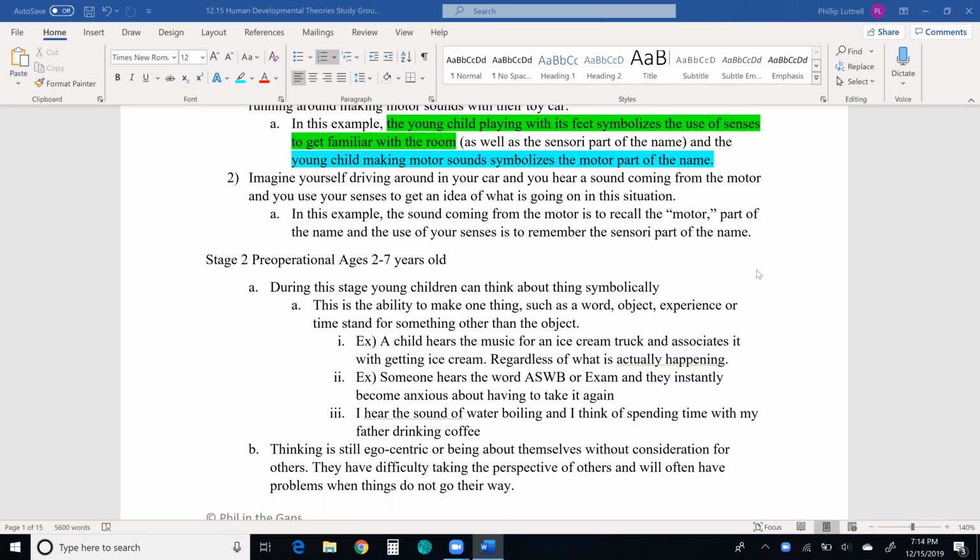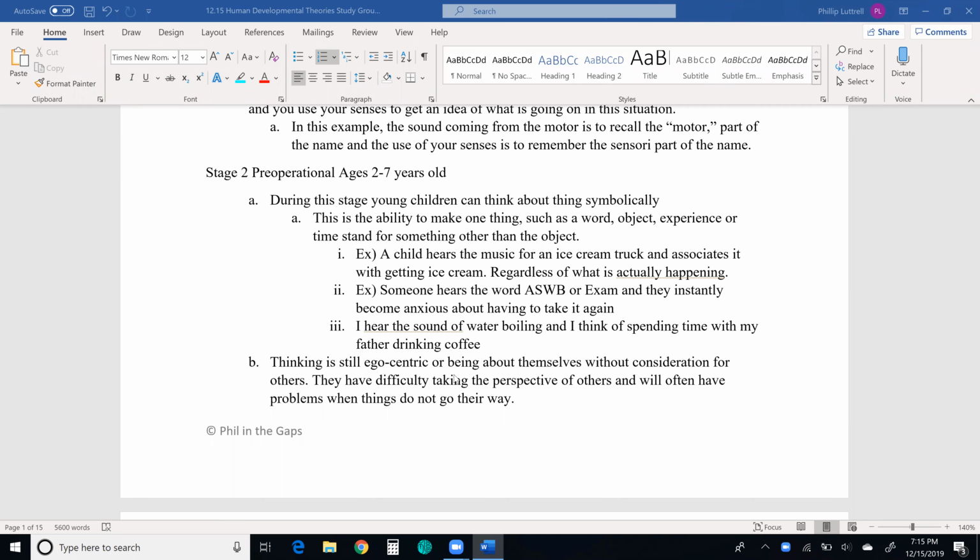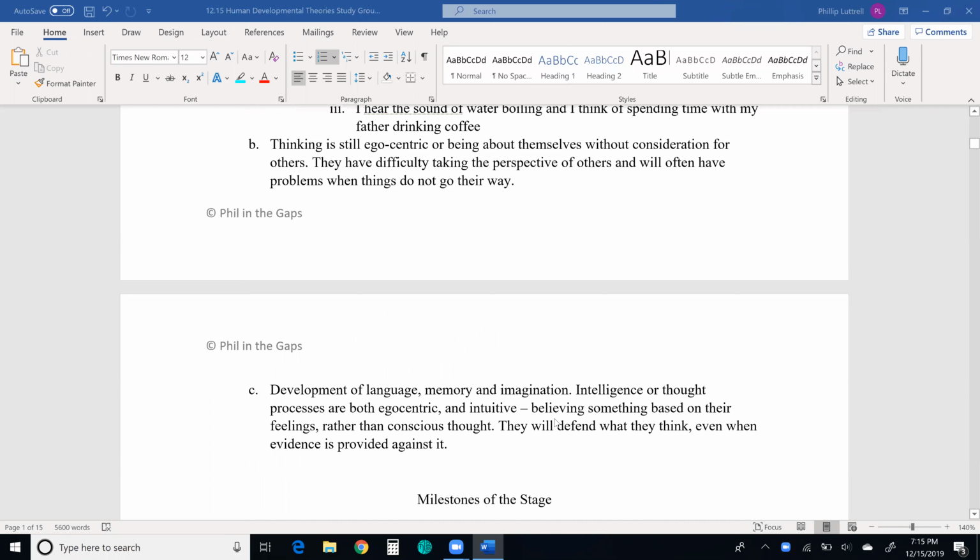However, thinking is still egocentric, meaning your ego is the center of attention, meaning you feel like you are super duper important. So all they are able to do is think about themselves without consideration of others. They have difficulty taking the perspective of others and often have problems when things do not go their way. This is where we have fits. This is where we're going to have people losing their absolute minds around not getting their way because their ego is the center of it. And they feel like, regardless of what's going on in their environment, they should be catered to and what they think should be respected 100% of the time.